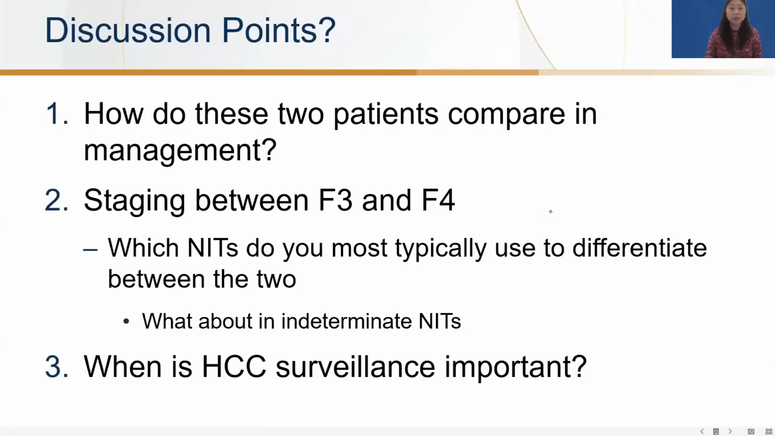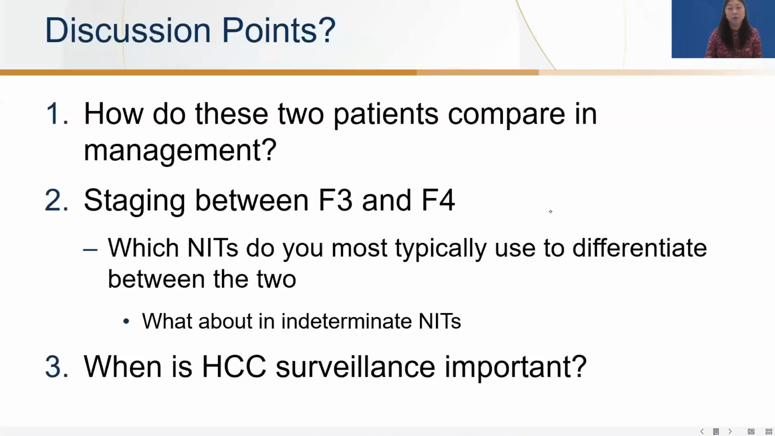So these are a couple of our discussion points. So how do these 2 patients compare in management? Really, the big difference between these 2 patients is that the patients with F3 qualify for treatment with resmetirom, while the patients with F4 currently do not qualify for that treatment. And as far as staging between F3 and F4, which NITs do you most typically use to differentiate between the 2? So the idea here is that you should use multiple NITs to adequately assess your patient's fibrotic stage.